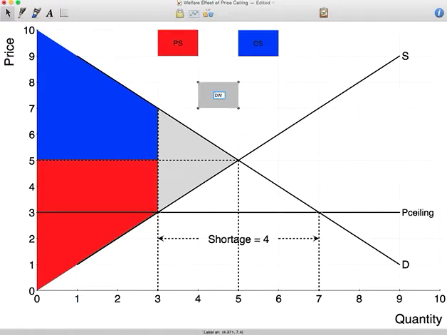And we will say that that's DWL for deadweight loss. And let me increase the size of that for you so it's easier to see. So we have deadweight loss here and here. And let me group those together. So those two gray triangles are areas of producer and consumer surplus that no longer exist because production has fallen from 5 to 3 because of the price ceiling.